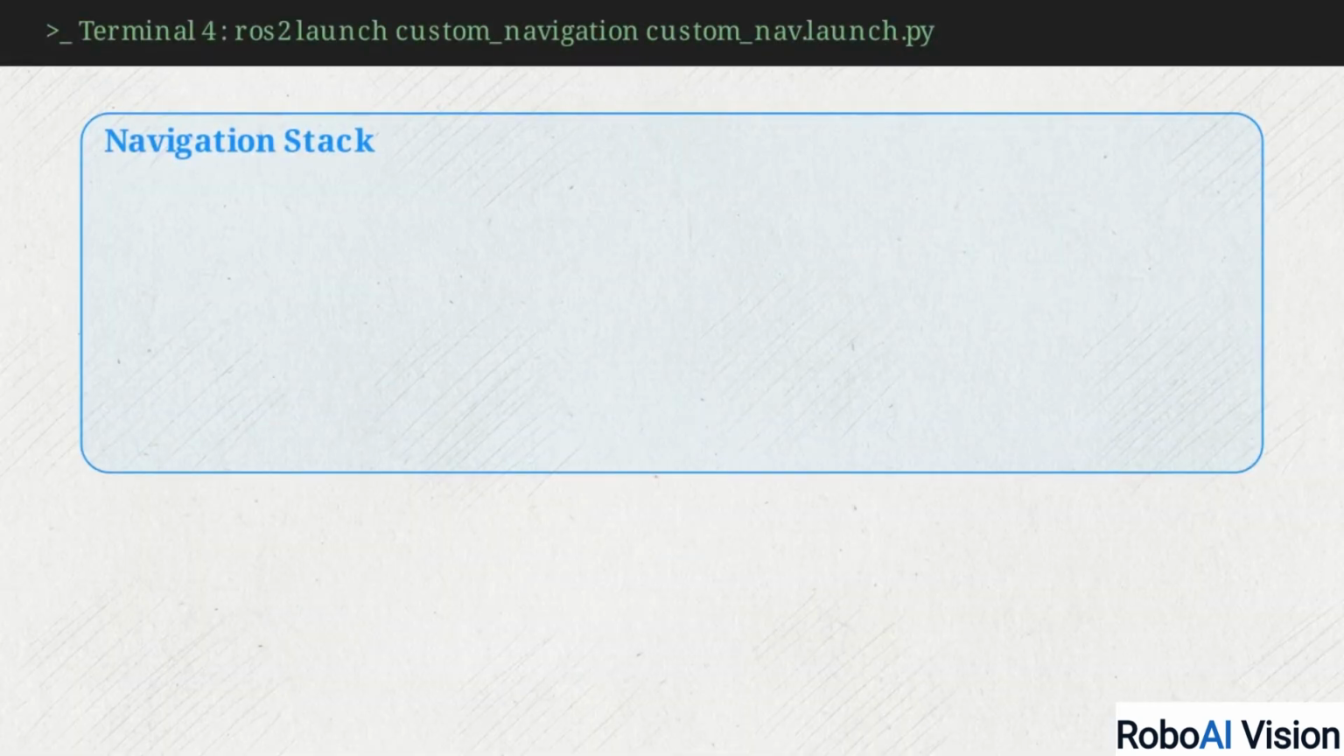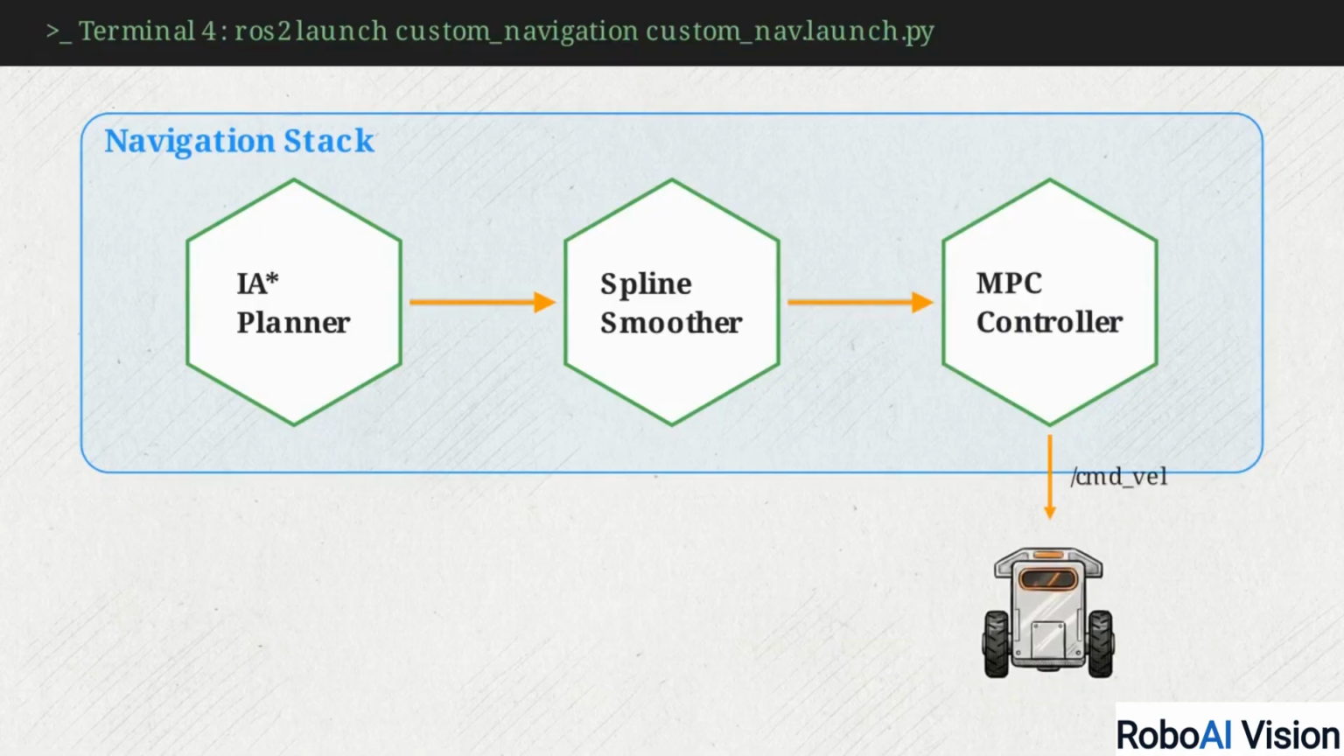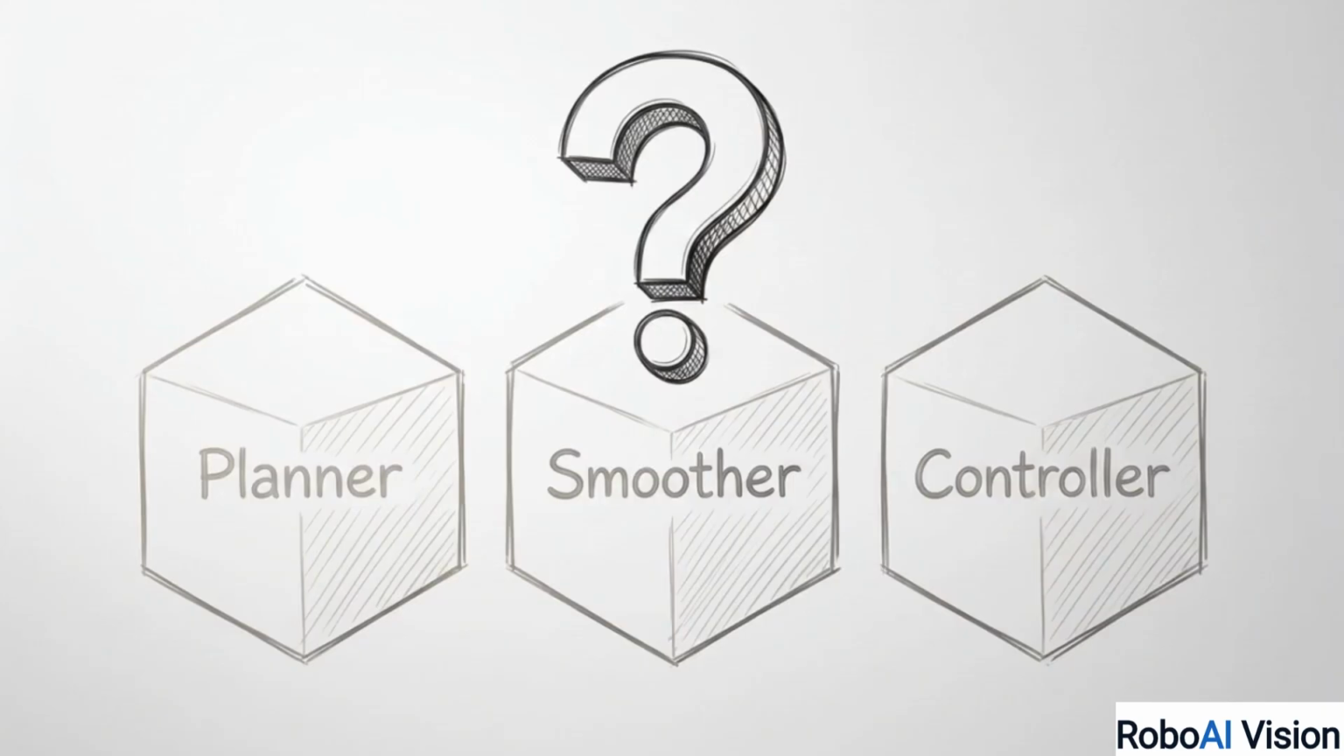Terminal 4 launches the custom navigation stack. This includes 3 specific nodes: an A-star path planner, a cubic spline smoother, and a hybrid MPC controller. Upon execution, these 3 nodes sit idle. They initialize and wait for a destination coordinate to arrive on their subscriber topics.